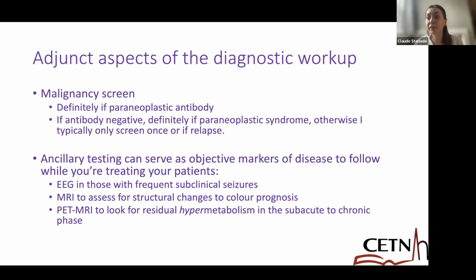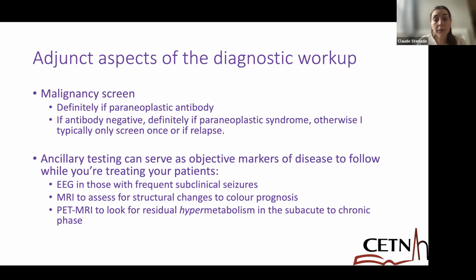What else do you need to do? Well, you need to make sure it's not paraneoplastic. Often the question is, how hard do you look? How often do you repeat it? If they have a paraneoplastic syndrome, I definitely repeat it. If they have an onconeural antibody, I definitely repeat it every 3 to 6 months for a year, and then every 6 months for another year.